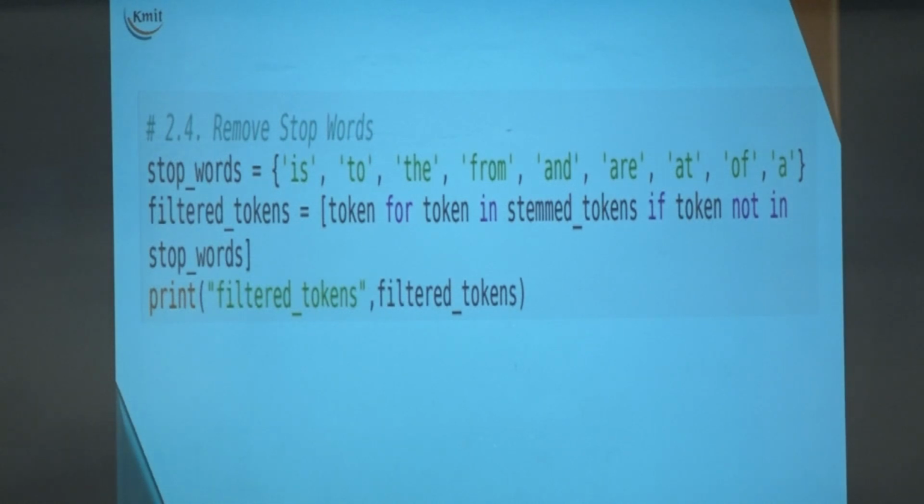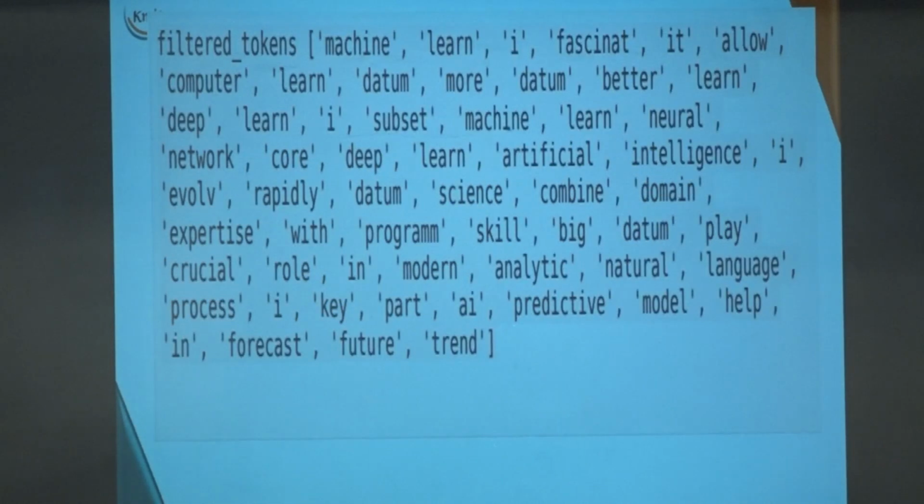What is the filtered output? Filtered tokens after you remove your stop words. So what are the filtered tokens? Machine, Learning, I came because it is not is. Fascinate, it, allow, and remaining all your stop words were lost. Okay, so that was your next step of pre-processing.